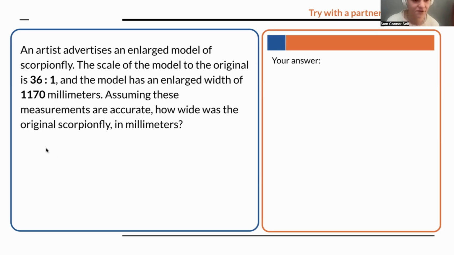So, 36 to 1. Remember, when you're writing a proportion out, this first number is going to be the numerator. So it's going to be 36. And then the second one is going to be the bottom, 1. It helps if you know that models are generally bigger, and they also say that this is an enlarged model of a scorpion fly. So the number that we're going to get, we're going to make sure it is smaller than this 1,170 millimeters. So we put this here. And then how wide was the original scorpion fly in millimeters? It is 36 to 1, so 1,170. No, okay, so it would be flipped.